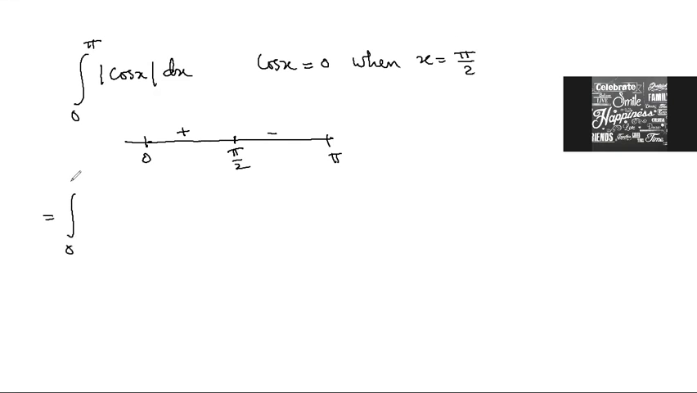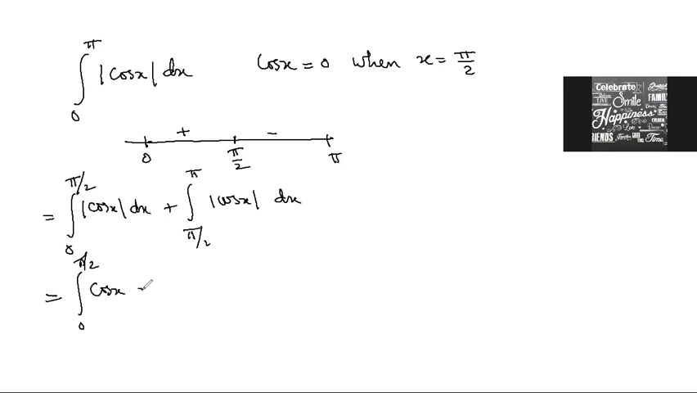So I will split the integral as 0 to pi by 2 modulus of cos x dx plus pi by 2 to pi modulus of cos x dx. Now in the first quadrant, cos is a positive number, so modulus of cos x is cos x only. In the second quadrant, cos x is negative, so what should I write here? Minus cos x. Why? Can anybody give me your own explanation on this? Why did I write minus cos x? Because cos x is negative in the second quadrant.